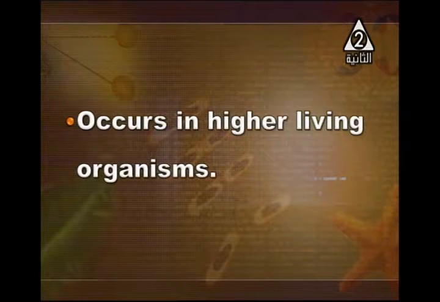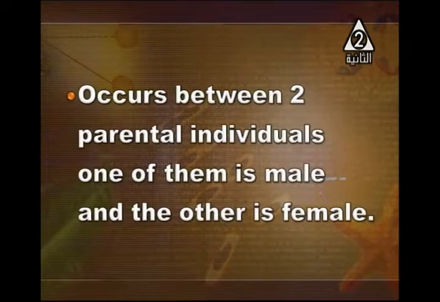Then we will talk about the other type of reproduction, which is sexual reproduction. Sexual reproduction occurs in higher living organisms. It means that these organisms have special organs and special systems for reproduction. Sexual reproduction occurs between two parental individuals. One of them is the male and the other parent is the female.